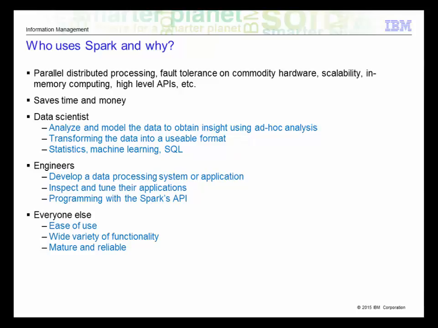Once the data scientists have obtained insights on the data and later someone determines that there is a need to develop a production data processing application, a web application, or some system to act upon the insight, the person called upon to work on it would be the engineers. Engineers would use Spark's programming API to develop a system that implement business use cases. Spark parallelizes these applications across the clusters while hiding the complexities of distributed systems programming and fault tolerance. Engineers can use Spark to monitor, inspect, and tune applications. For everyone else, Spark is easy to use with a wide range of functionality. This product is mature and reliable.